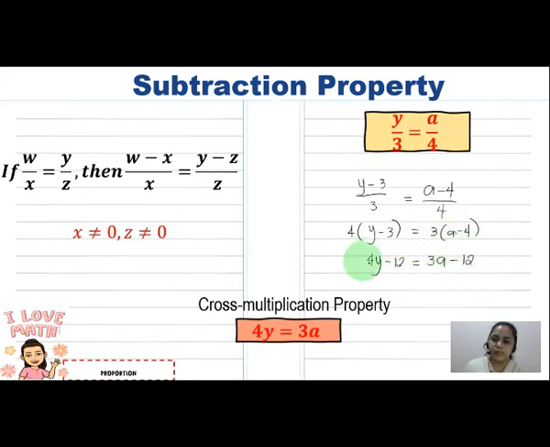So, di ba parehas lang mo kanina sa addition? Ngayon, minus 12 naman. So, same pa rin number yan. Same pa rin. So, we still have 4y equals 3a. So, kahit ibahin natin ng property, we will still have the same answer.